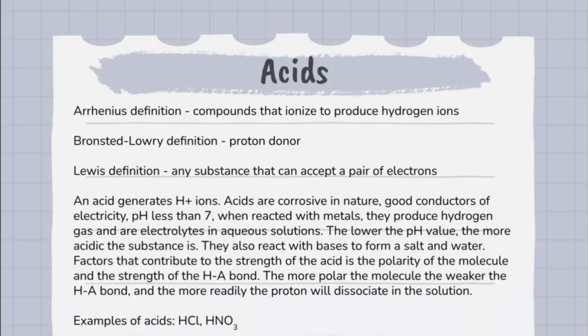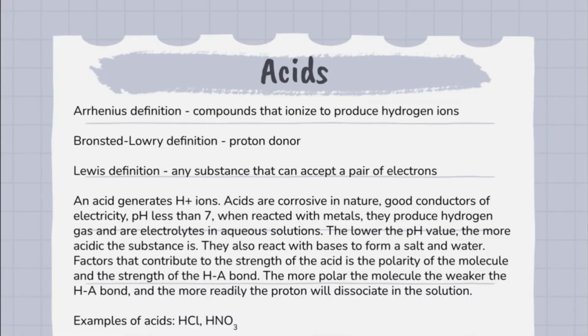Acids are corrosive in nature, good conductors of electricity, and they have a pH less than 7. When reacted with metals they produce hydrogen gas, and they are electrolytes in aqueous solutions. The lower the pH value, the more acidic the substance is. Acids also react with bases to form a salt and water.